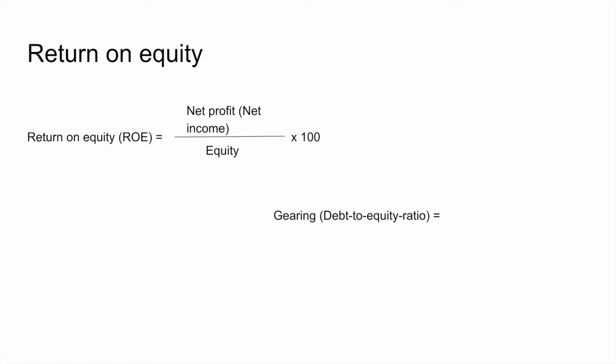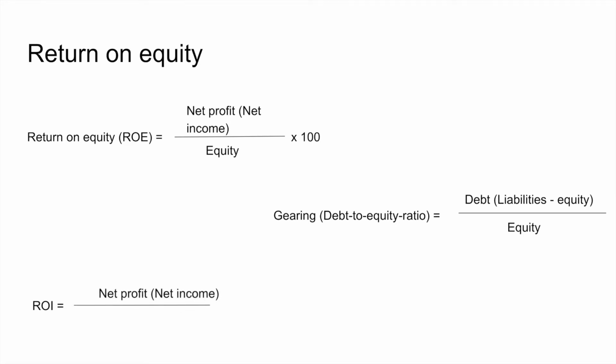With the other formula, we need gearing. Gearing is the debt to equity ratio. So that means debt divided by equity. We also need return on investment. We've already seen that in other videos: it is net profit divided by total investment multiplied by 100.